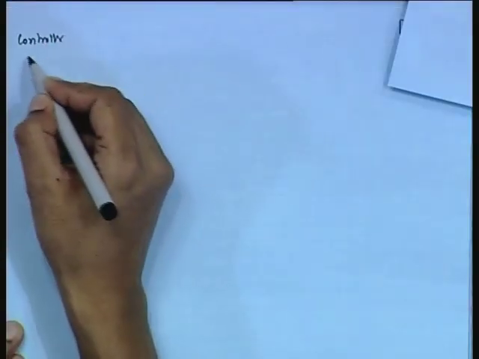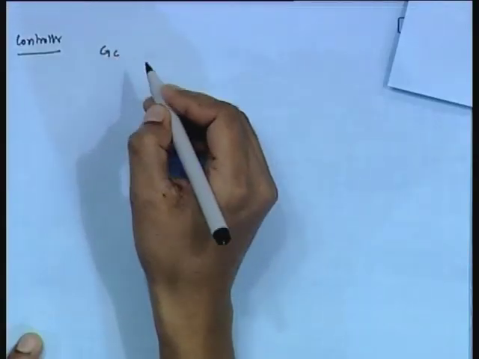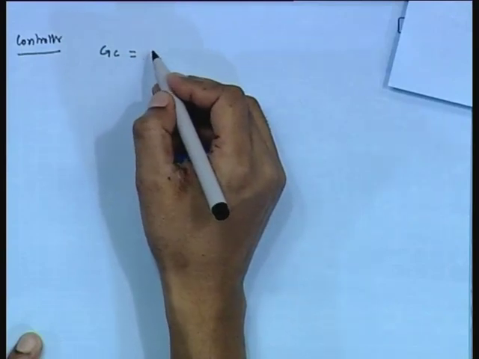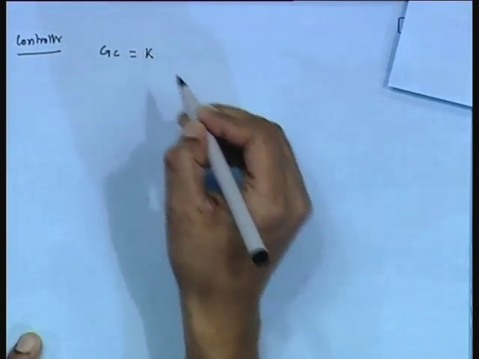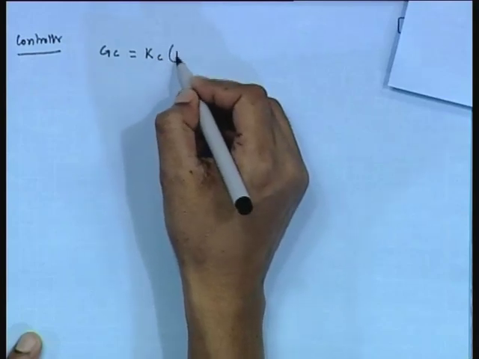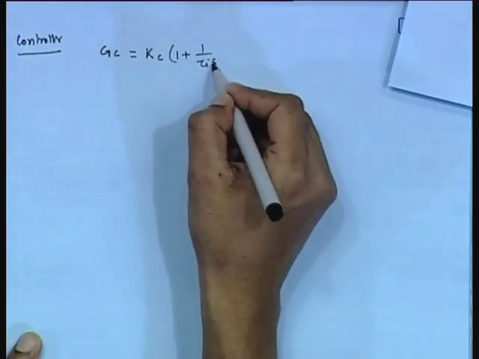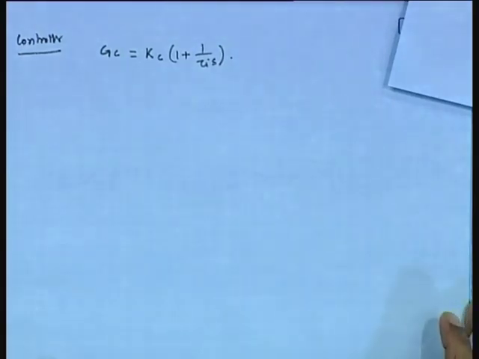Next element is the controller. We know the transfer function for P, PI, PID controllers. Now, if we consider the PI controller, then we can write the transfer function as G C equals K C times 1 plus 1 divided by tau I s. If we consider a PI controller for the example liquid level system, we can write the transfer function in this form.